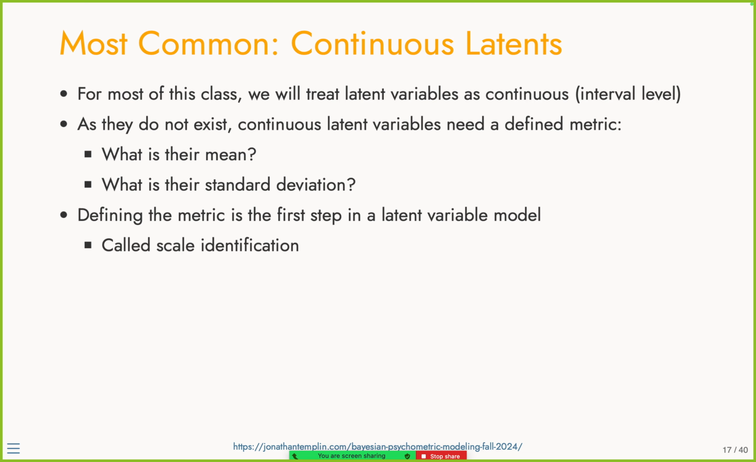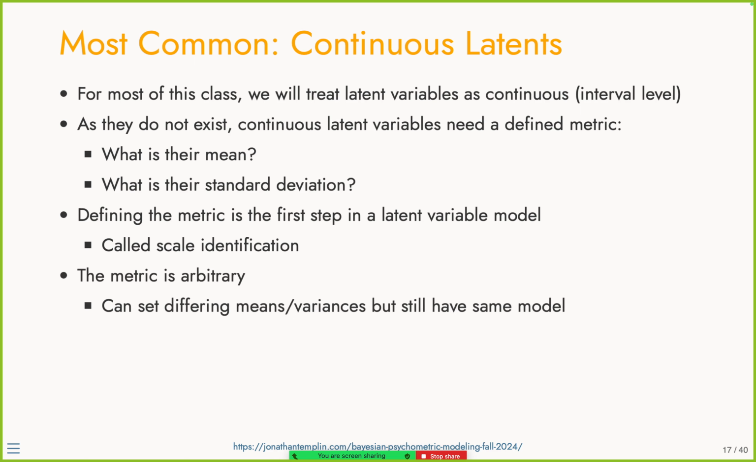Sometimes we call this scale identification. And I will note the metric is arbitrary, right? You can have different settings for what you call the mean or the standard deviation, but still have an equivalent model. Now, that's a model data equivalence. In Bayesian, there's one catch, right? So, for instance, let me back up a second here. How many of you have taken the factor analysis in SEM class? I think most of you have, right?